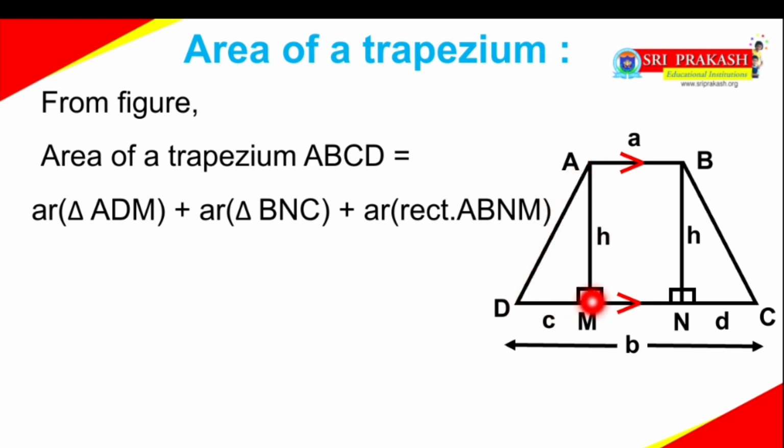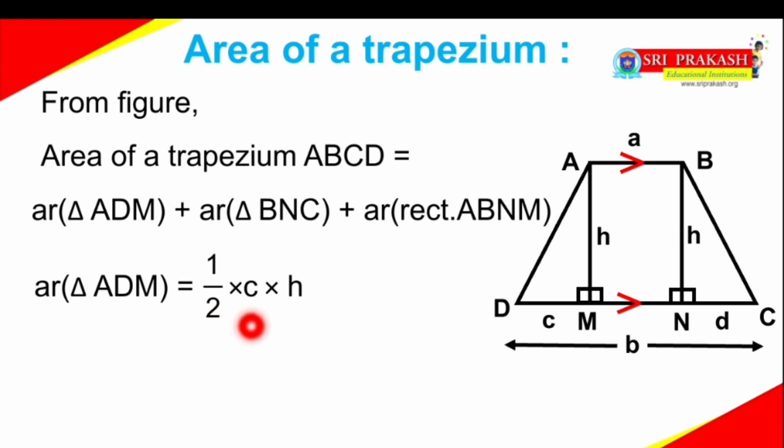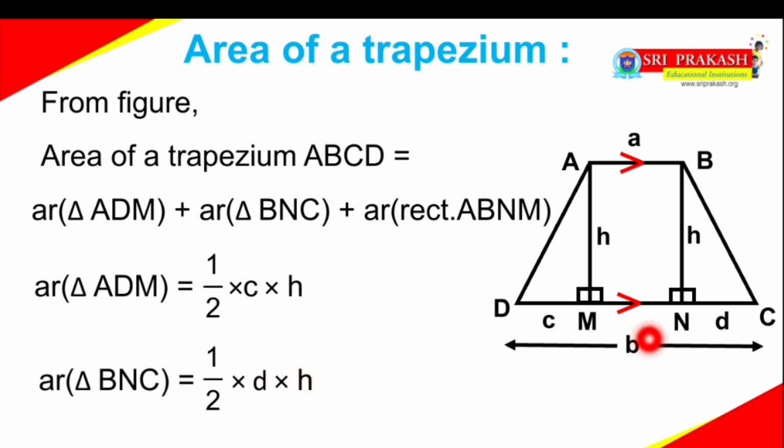Now, in triangle ADM, c is the base of this triangle and h is the height of this triangle. So the area of triangle ADM is equal to half into c into h. Next, in the same way, in triangle BNC, d is the base of this triangle and h is the height of this triangle. So the area of triangle BNC is equal to half into d into h.